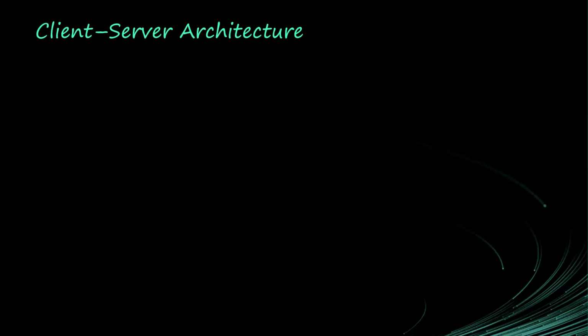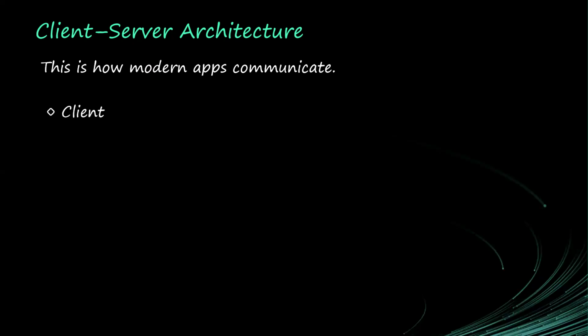So there's something we call client server architecture. That is the major architecture of modern applications. This is how modern applications communicate: a client and a server. Okay, so a client is the browser or your mobile app. So these are clients. The server is the backend. So maybe you're using your laptop and you're on TikTok or you're on Facebook. So your browser is the client.